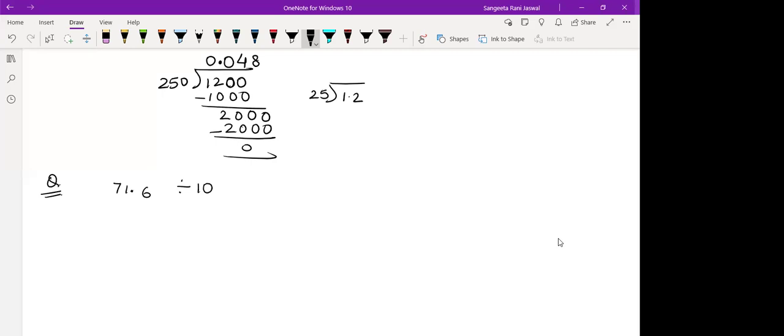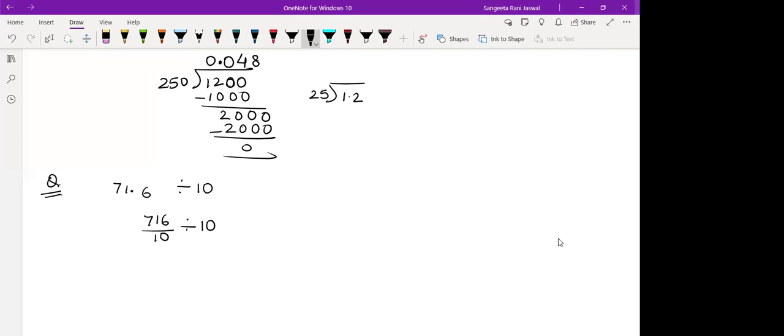Now let's divide 71.6 divided by 10. How will you do this? First remove the decimal point from here. To remove the decimal point, we will change it to a fraction. We can write it like this, 716 divided by 10, and then divide by 10. Can we write 71.6 in fraction form like this? Yes, ma'am.